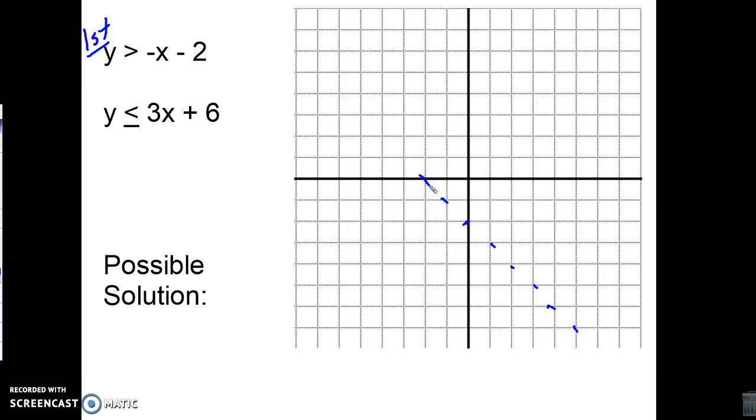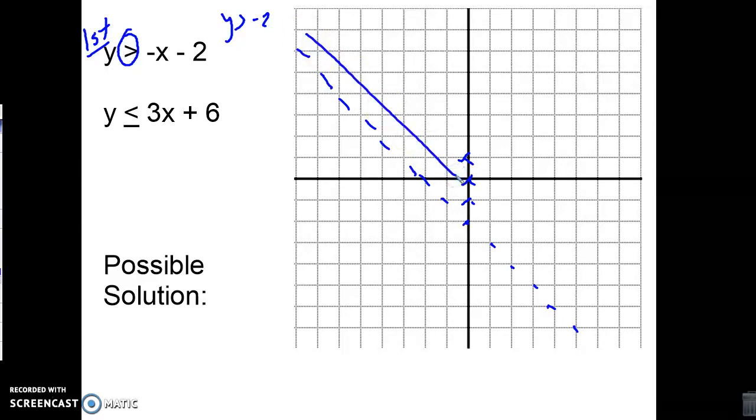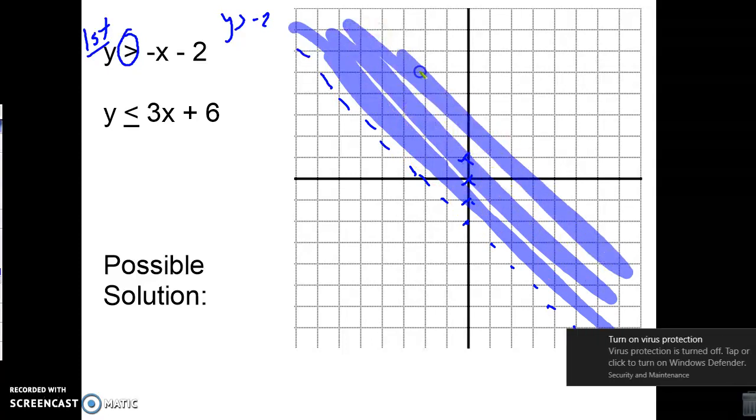Now, because this doesn't say or equal to, that is my cue that it's going to stay as a dotted line. So we're just going to extend that dotted line throughout the entire graph. Now, if I thought about y is greater than negative 2, numbers that would be bigger than negative 2 would be negative 1, 0, 1, and so on. So now I'm going to go ahead and shade above my line. So everything that I'm shading is including those y-intercepts that are above the line. So we show everything above the line.